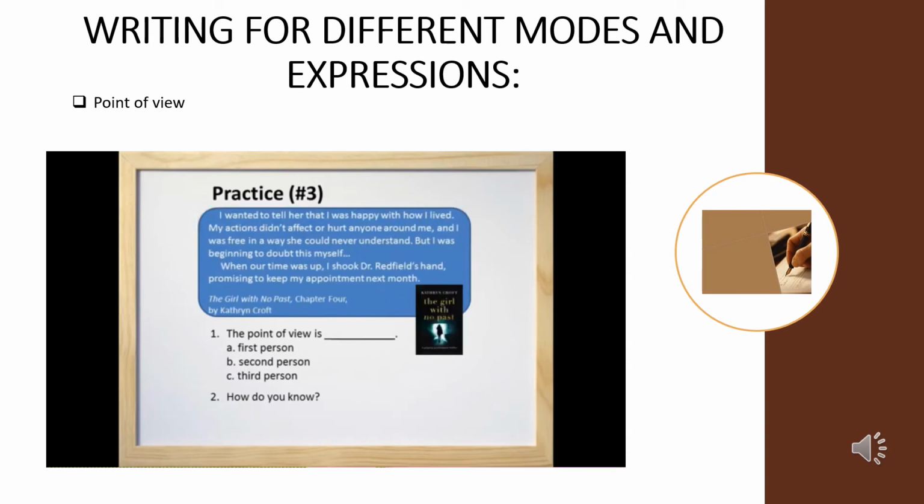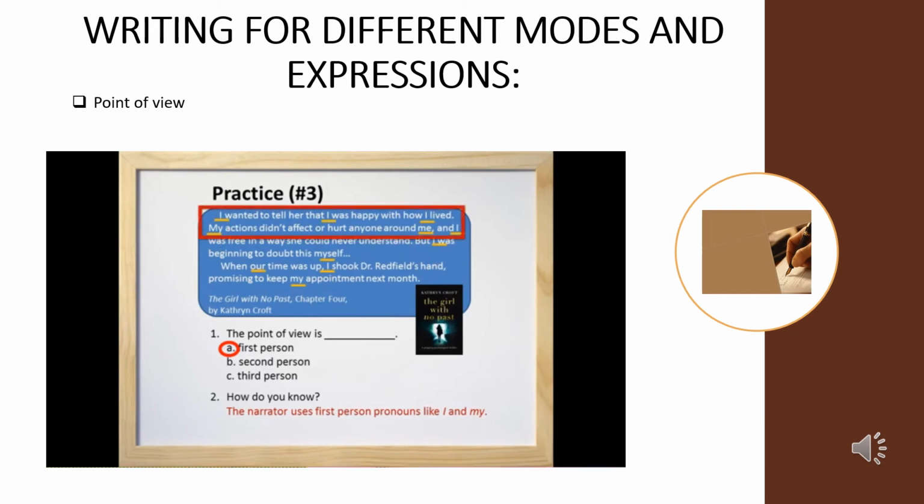Practice number 3. Question 1. The point of view is first person. Question 2. How do you know that? We know because the narrator uses first person pronouns like I and my. Here they are. Let's reread her words.